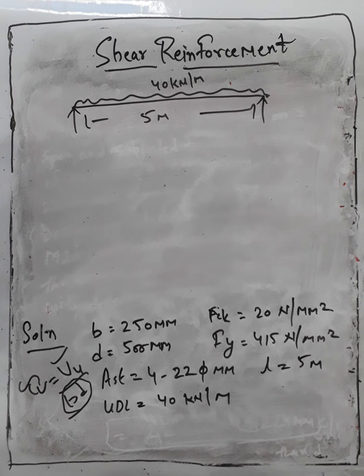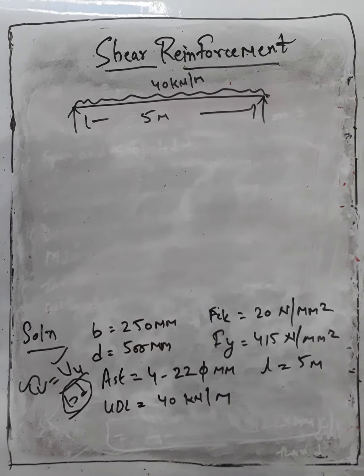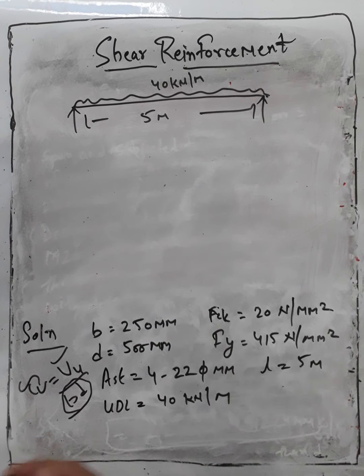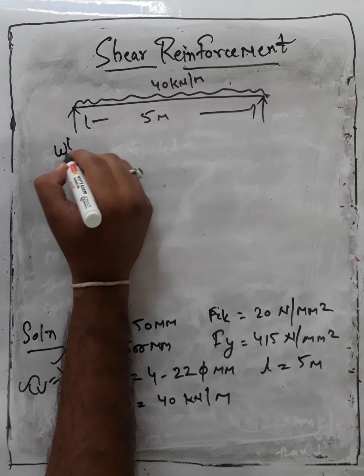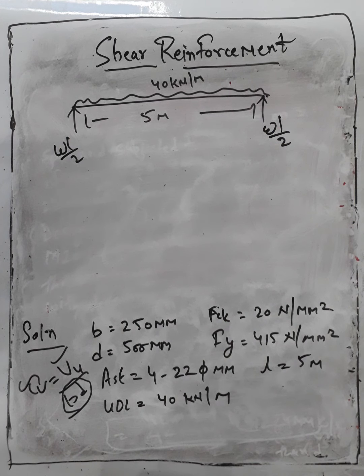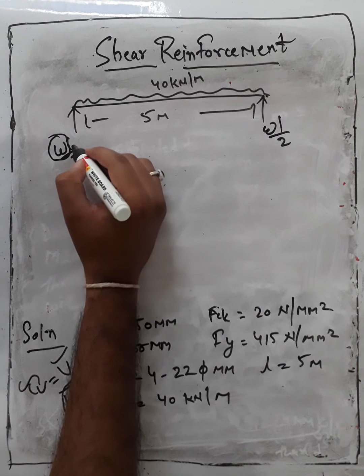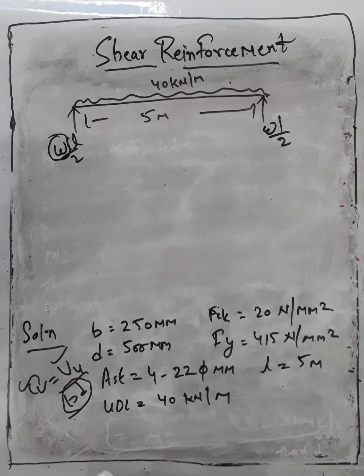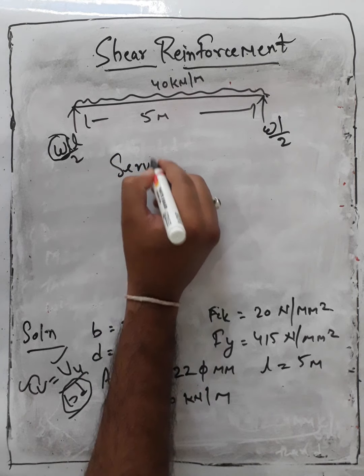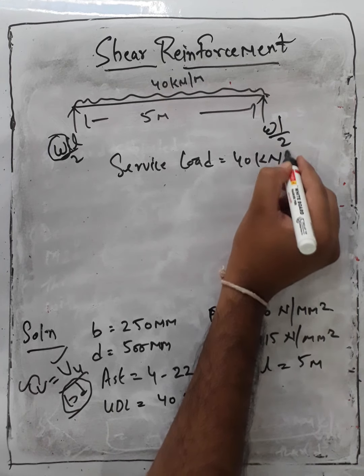It is very easy to find the shear force because you have already studied the shear force diagram and bending moment diagram. We know that in case of UDL the maximum shear force is WL by 2. This is the formula for finding the shear force, and first we have to find W because L we have given but we don't know W. We have been given one load, that is the service load, which is 40 kilonewton, but first we have to find the self weight here.